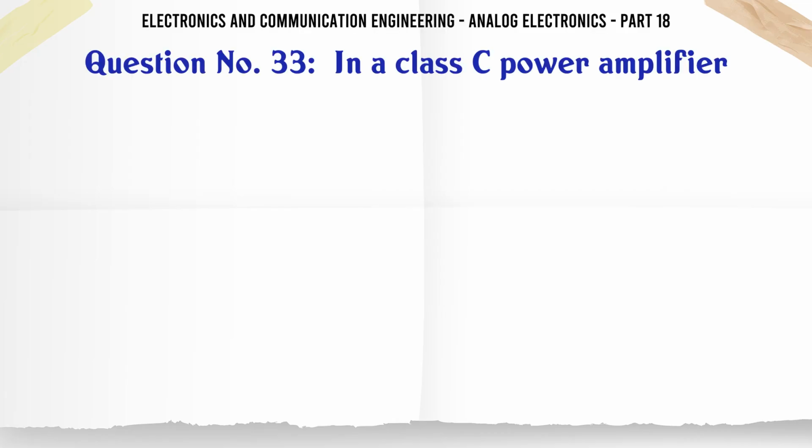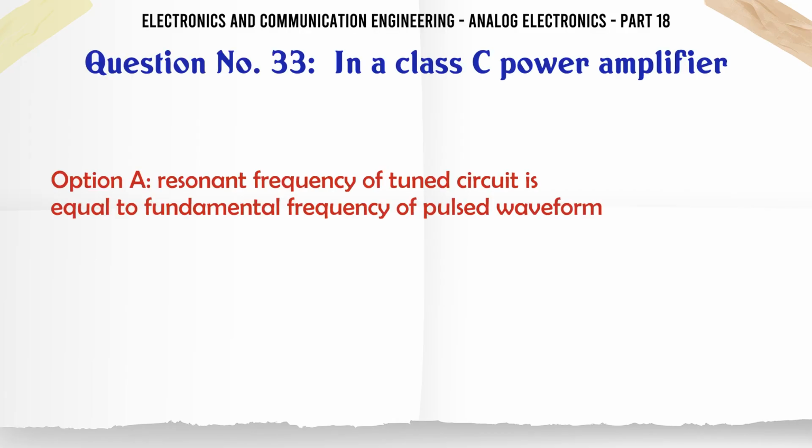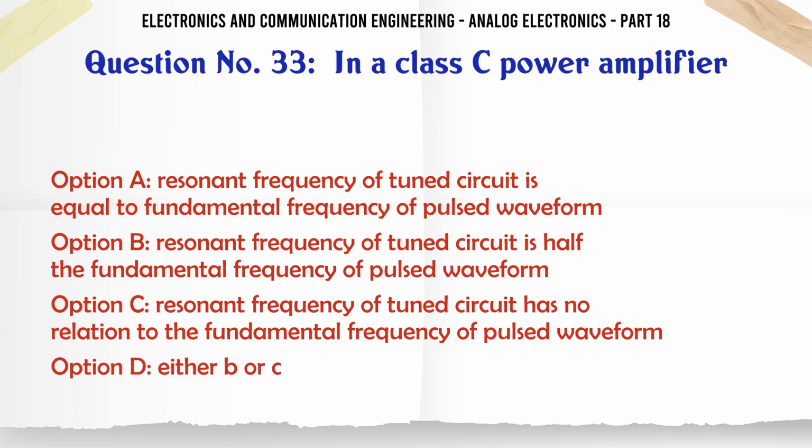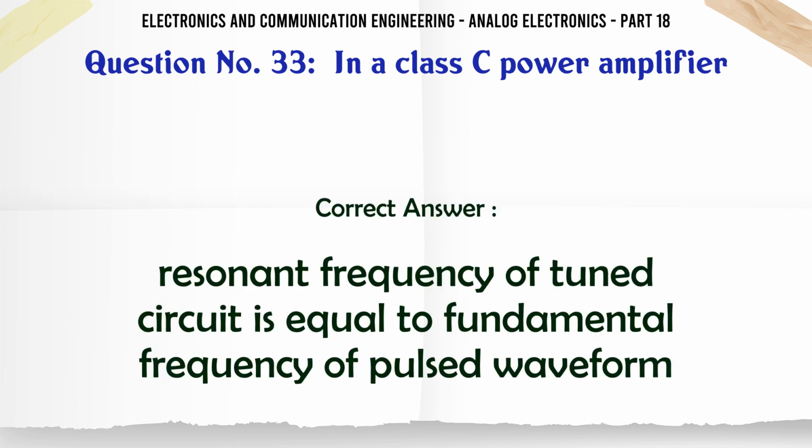In a Class C power amplifier, A. Resonant frequency of tuned circuit is equal to fundamental frequency of pulsed waveform. B. Resonant frequency of tuned circuit is half the fundamental frequency of pulsed waveform. C. Resonant frequency of tuned circuit has no relation to the fundamental frequency of pulsed waveform. D. Either B or C. The correct answer is resonant frequency of tuned circuit is equal to fundamental frequency of pulsed waveform.